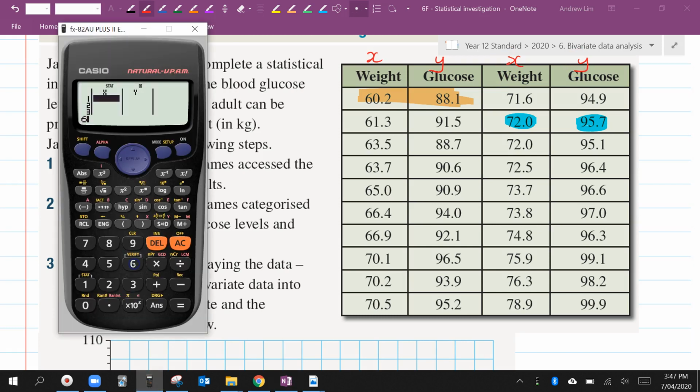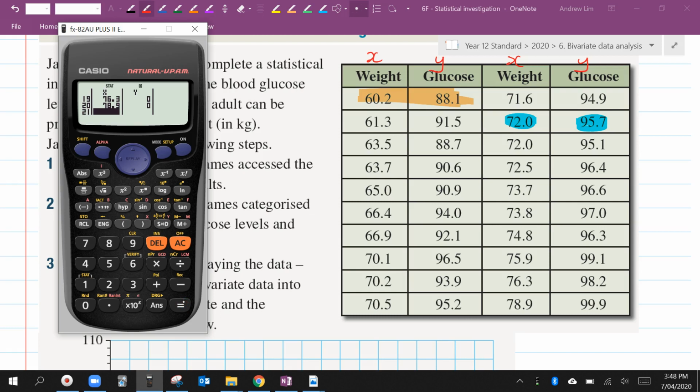So I'm going to enter all my weights, 60.2, 61.3, equals, 63.5, 7, Okay, now I've entered all my X values.